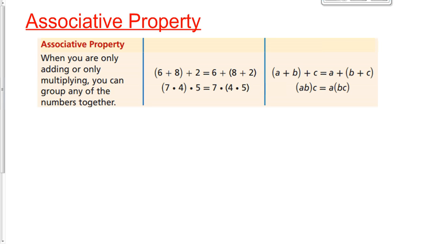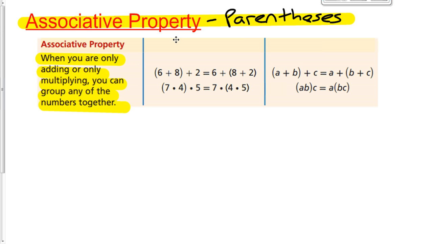The associative property talks about grouping. So grouping, or a keyword here is parentheses. Okay. So keyword is parentheses or grouping. So the official definition: when you are only adding or only multiplying, you can group any of the numbers together. So it's about grouping numbers together or using parentheses. So let's get that definition down too.